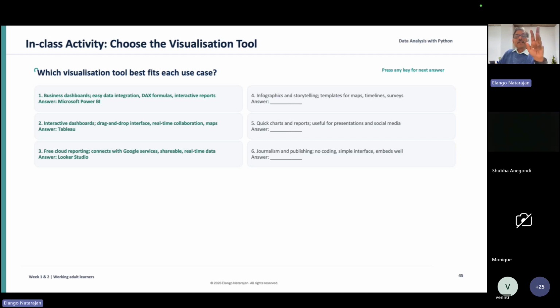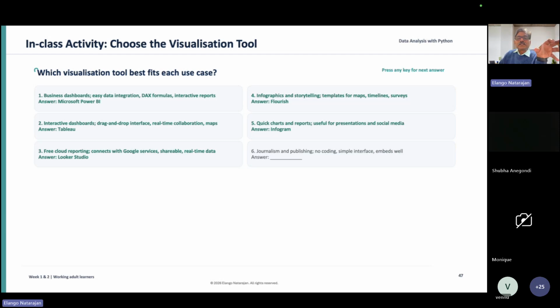If you are aiming for infographics and storytelling with maps, timelines, surveys, you can go for Flourish or Canva, anything. There are plenty of tools. It's up to you. Okay. Quick charts and reports, you can prepare in Excel itself, of course. But if you want to present to social media, Infogram is one of the tools you can use. I'm just giving an example here, but it's not necessary to follow my example. You can take any tool as you like.